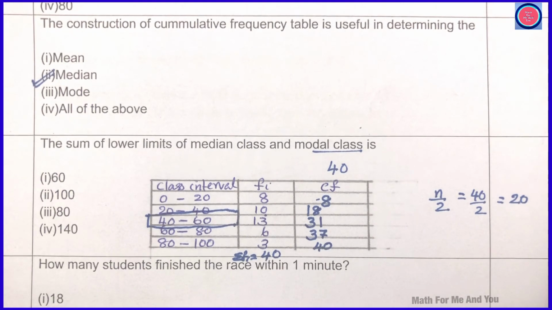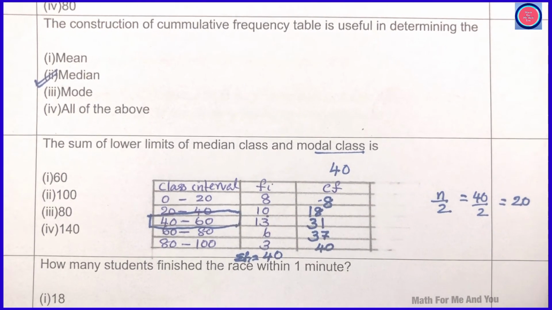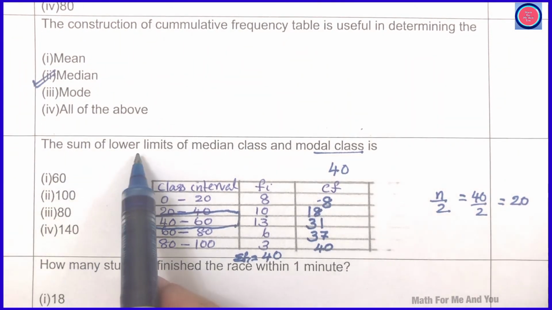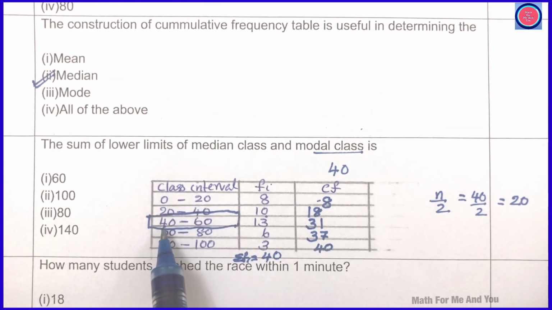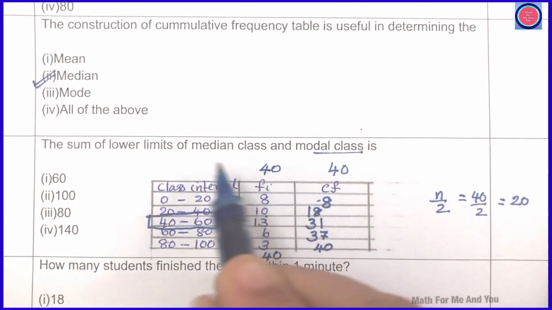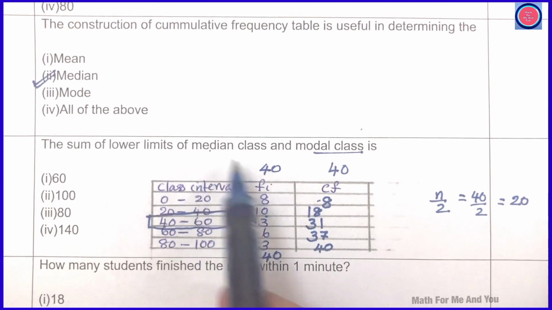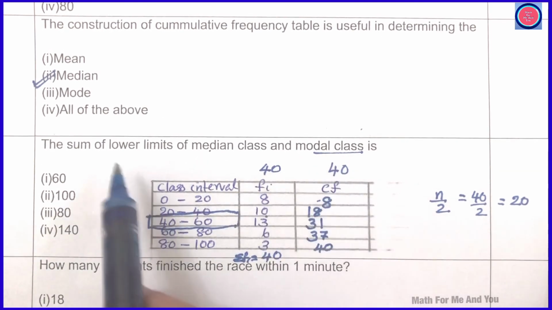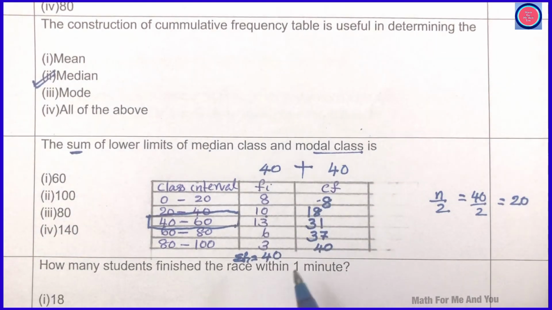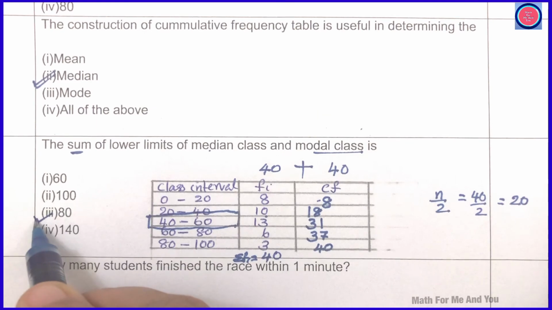Now we can see the class is 40 to 60. We need the lower limit of that class. What is the lower limit of median class 40 to 60? It is also the number 40. The question is the sum of lower limits of median and modal class. Sum means plus. 40 plus 40. What answer do we get? 80. So what is the correct option? Option 3 is the correct answer.